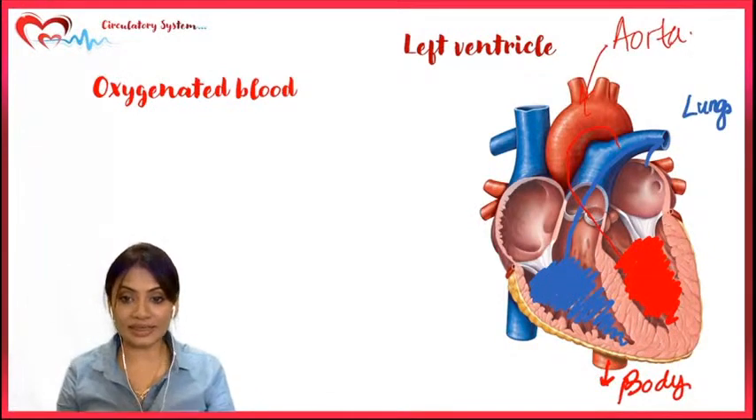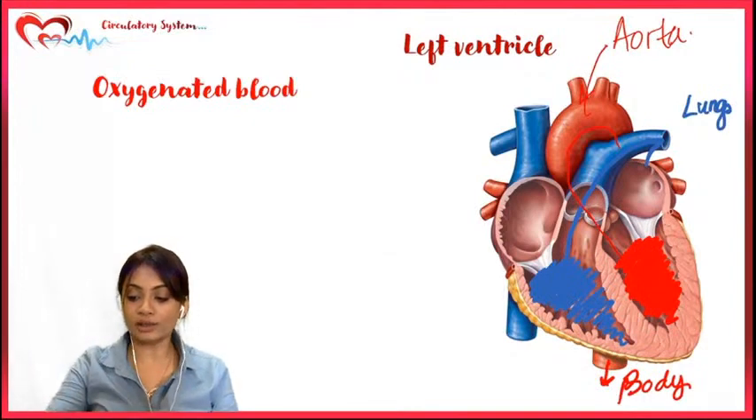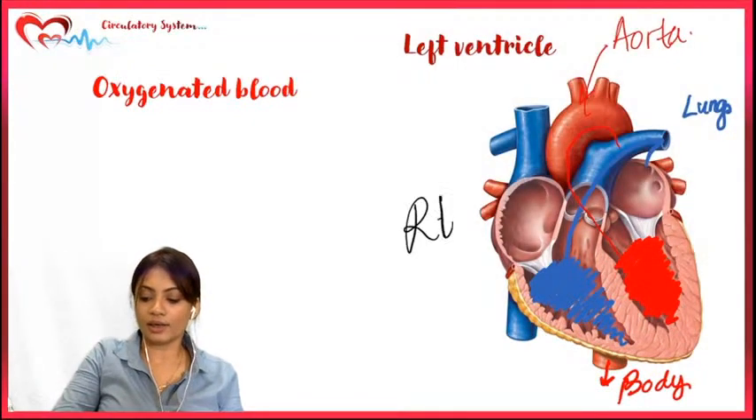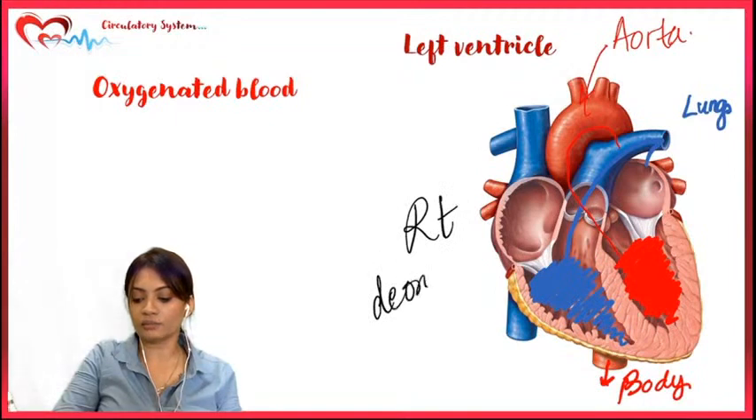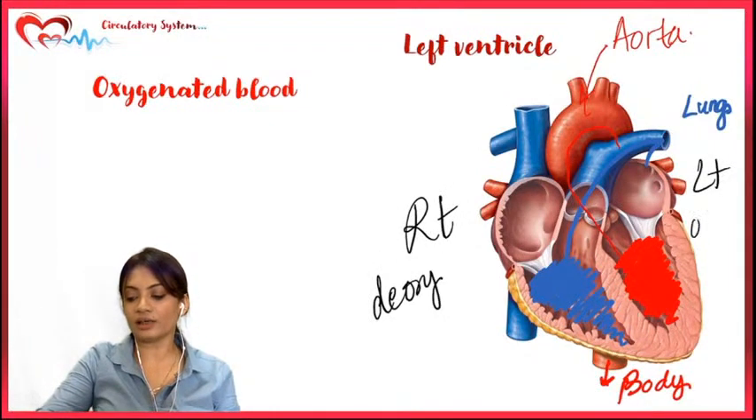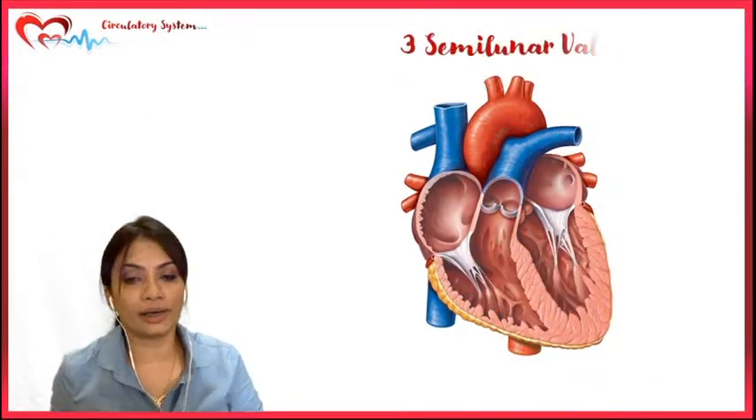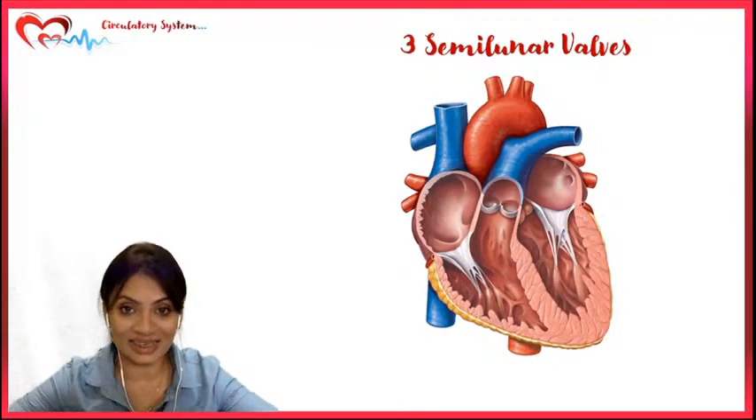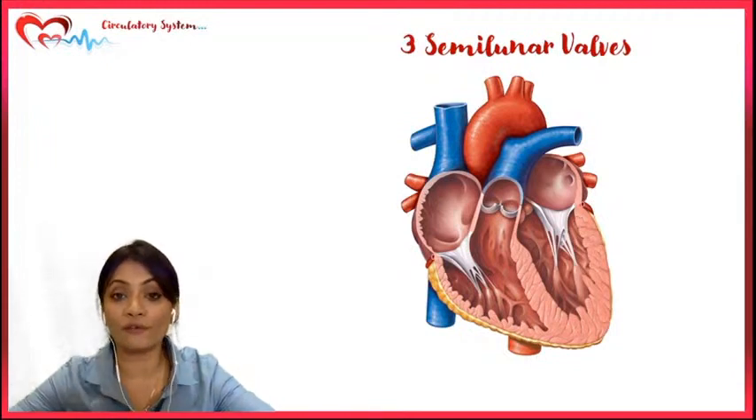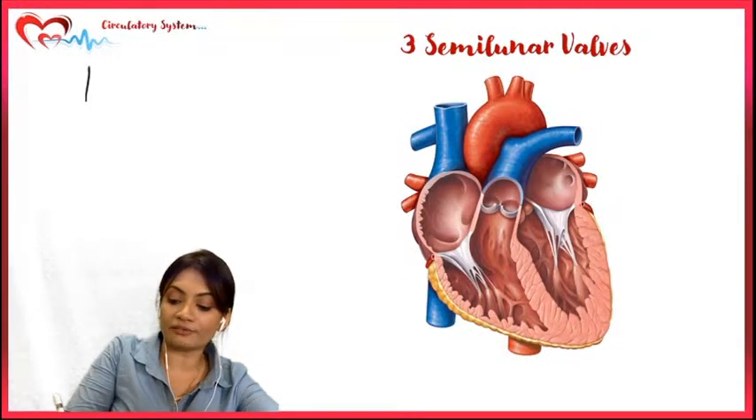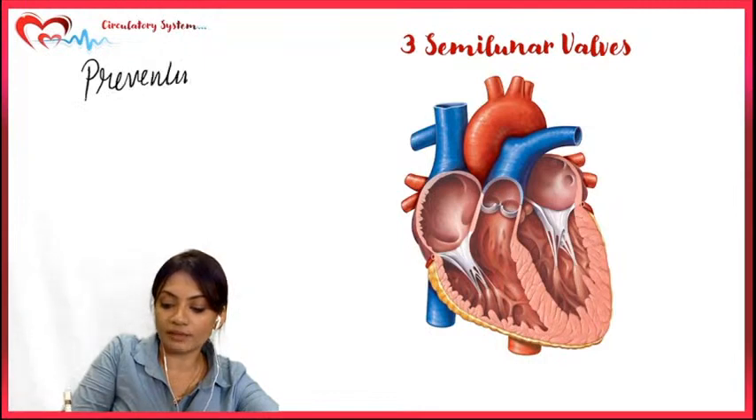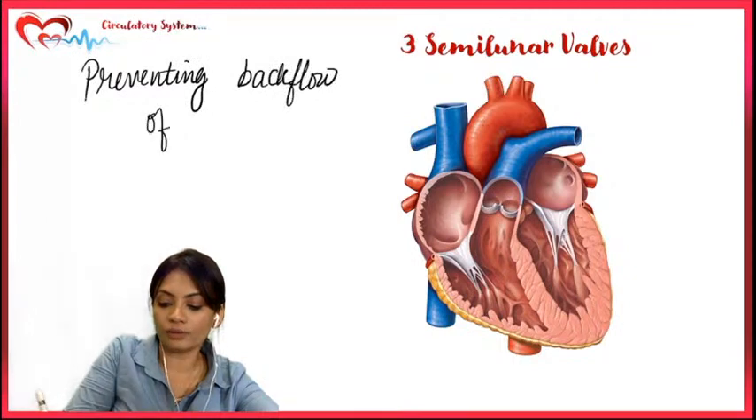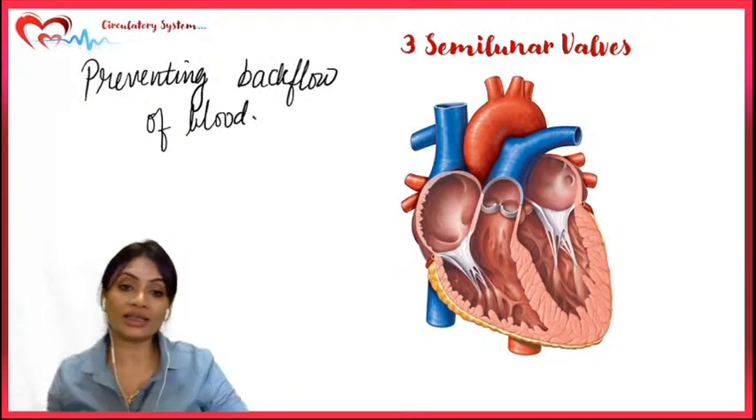Alright, so I hope that makes things clear. Always remember that on the right side of the heart it is deoxygenated, and on the left side of the heart it is oxygenated. Always remember, over here it is blue and over here it is red. Alright. Now, coming to one more type of valve which is present inside the heart. Remember, if it is a valve, then what function is it going to do? It's going to be preventing backflow of blood. Okay, so now let's see how this is happening.